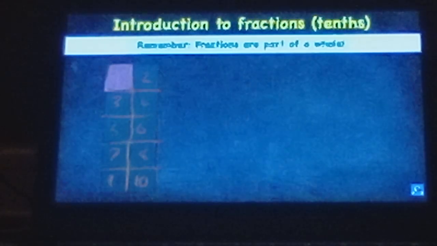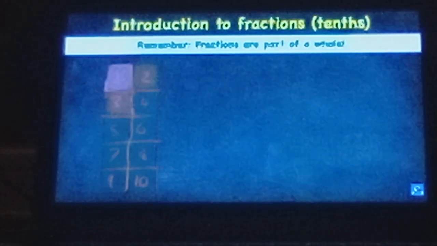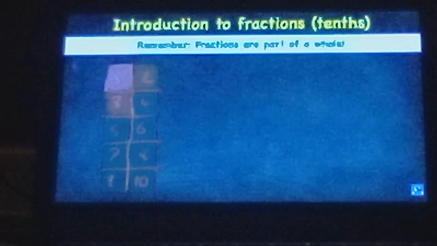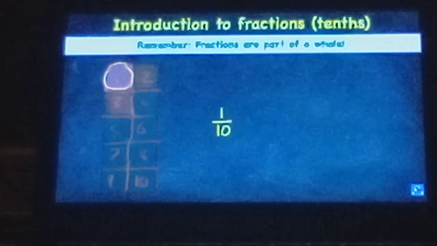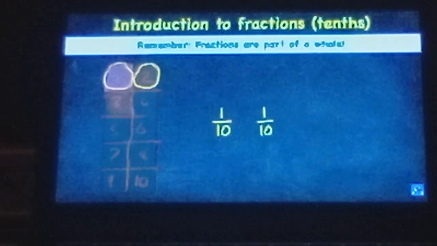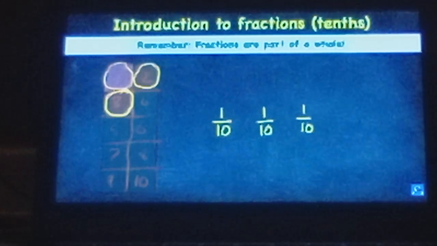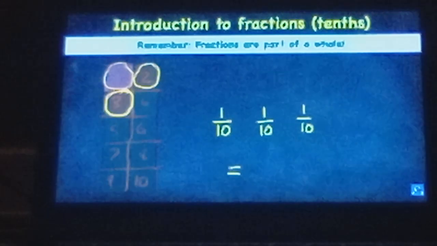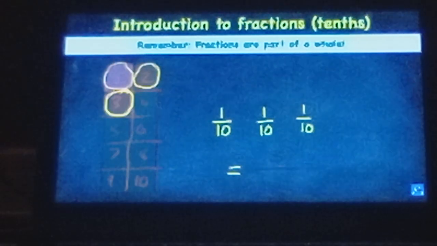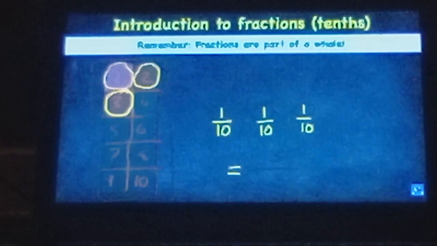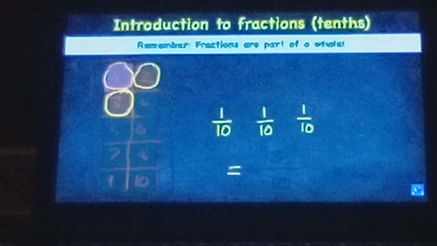So what would I have if I actually shaded another couple of these sections up? Well, I had 1/10, this one here. Then I had another 1/10, and then I had another 1/10. So altogether, I have what? Well, I can see I have 1, 2, 3, and we still have 10 sections to our chocolate bar, so my denominator is still 10. So here I have 3/10.